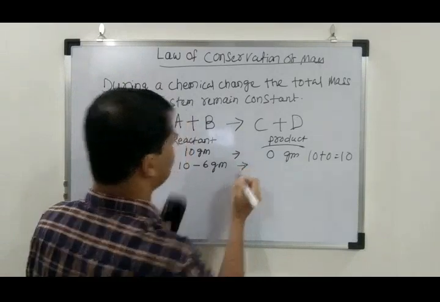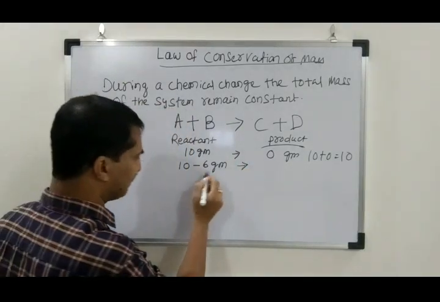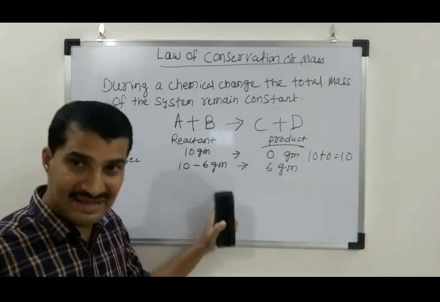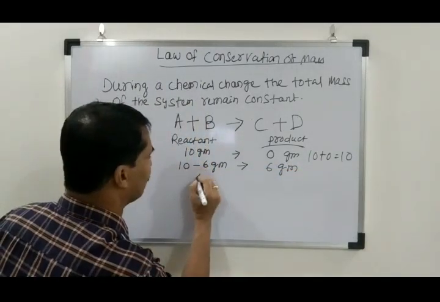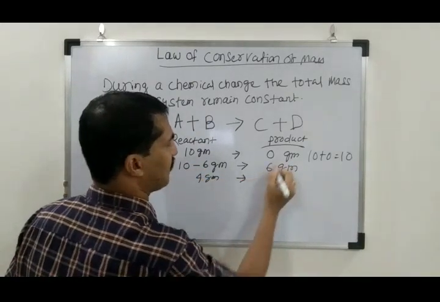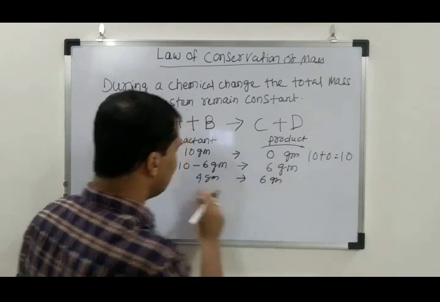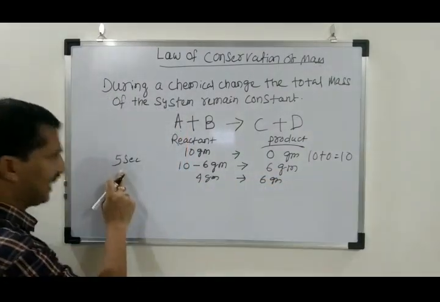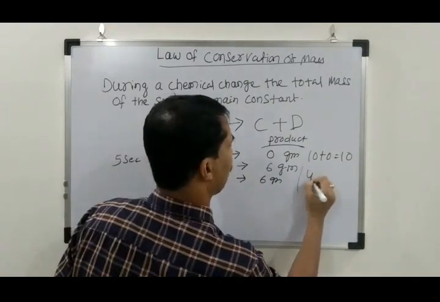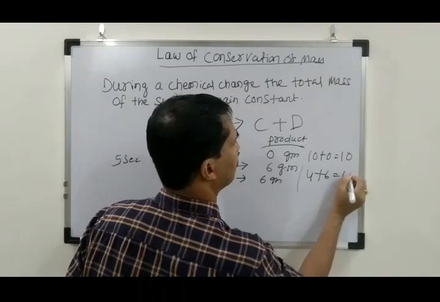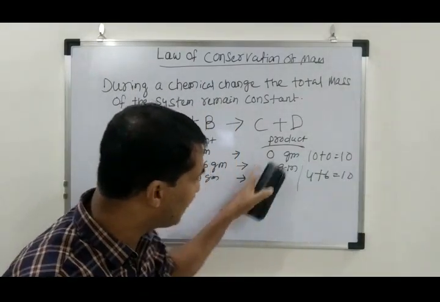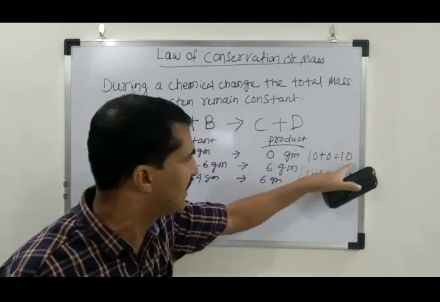Then what will be the mass of the product produced in this case? If 6 gram is consumed, 6 gram will be produced. In this case, the remaining mass of the reactant will be 10 minus 6 is equal to 4 gram, whereas the mass of the product is 6 gram. If we add them at this interval, the mass again will be 4 plus 6 is equal to 10. Again, the total mass of the reactant and product remains constant at 10 gram.